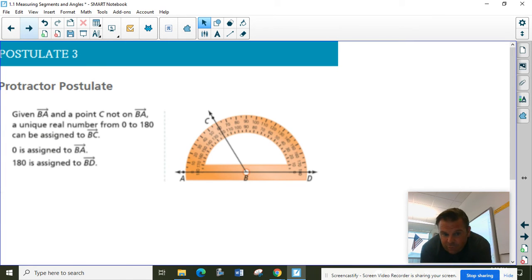And how do you know which one to use? Well, where are you starting, right? Like if this one we're starting at A, well, that's 0. 0's on the outside. That's why we're going to use that, and that's 60 degrees, okay? So it's just something to keep in mind using a protractor.